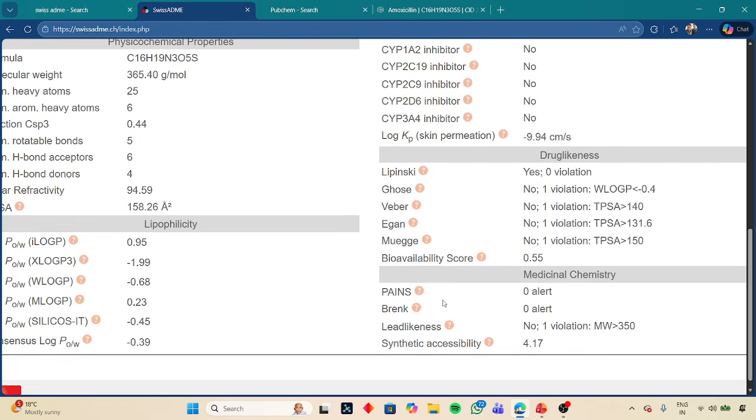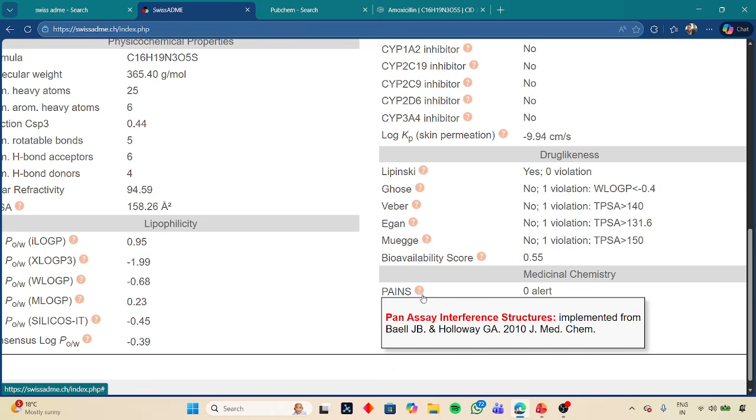Then we have the PAINS. PAINS are nothing but pan-assay interference compounds. There are some drugs like curcumin, and you all know curcumin. It has a lot of properties: it has anti-cancer activity, skin penetration activity, anti-tumor activity. It is a very widespread activity drug. You can find out about curcumin also.